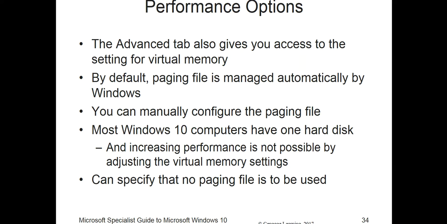Most Windows 10 computers have only one hard drive or one hard disk. And increasingly, improving performance is not possible by adjusting the virtual memory settings. So you've only got one drive. Modifying the performance is not going to happen if you're changing virtual memory settings.